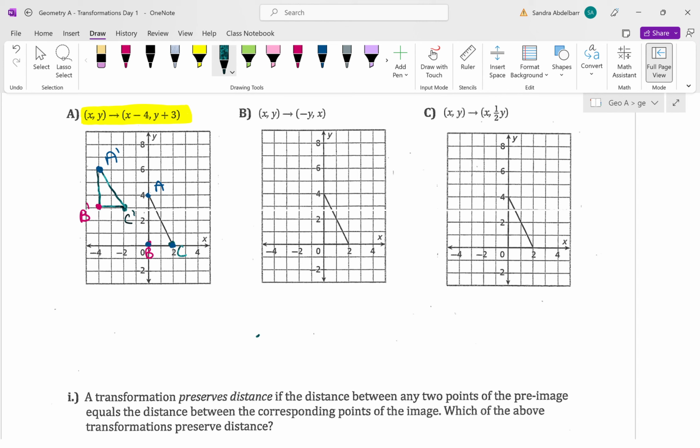Oh, that A prime, I didn't move it up enough. Do you guys pick up on that? Yeah. The A prime, I only went 2 up instead of 3 up. 1, 2, 3. 1, 2, 3, 4. There we go. Now that looks better.